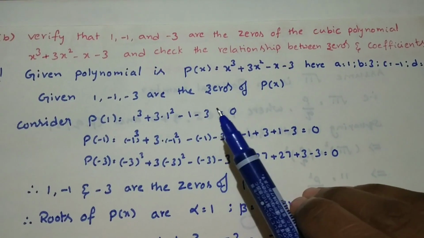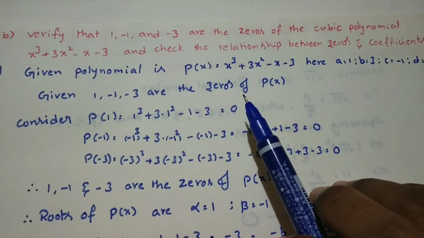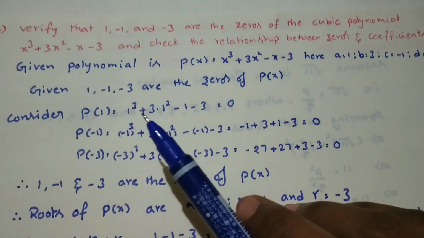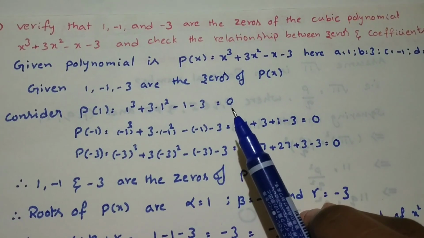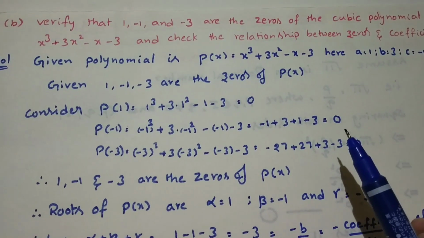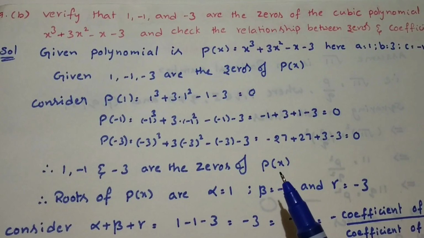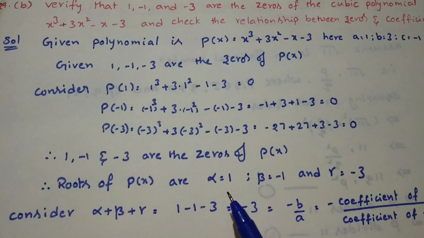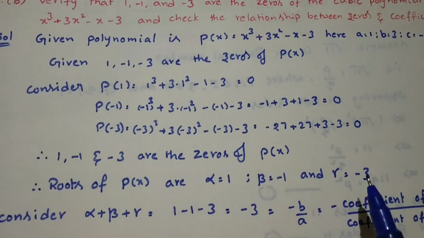Given 1, minus 1, minus 3 are the zeros of p of x. So zeros are nothing but solutions. If you substitute these values in place of x, 0 should come. Substitute. P of 1 is equal to, substituting 1 in place of x, you will get 0. Same for p of minus 1 and p of minus 3, you are getting the answers as zeros. Therefore 1, minus 1 and minus 3 are the zeros of p of x. Zeros are nothing but roots. Therefore roots of p of x are, let alpha is equal to 1, beta is equal to minus 1 and gamma is equal to minus 3.